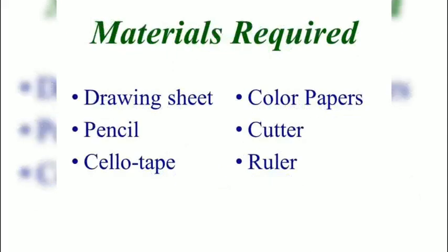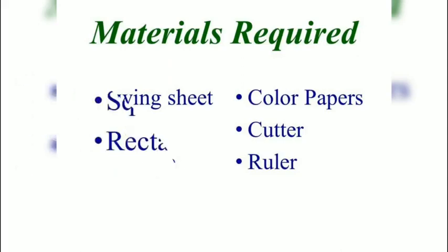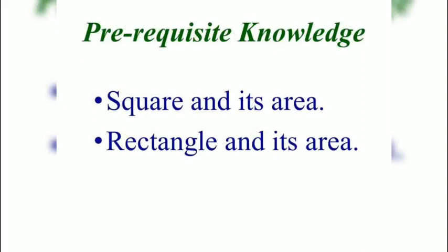Materials required for this activity are drawing sheet, pencil, sellotape, colored papers, cutter and ruler. Prerequisite knowledge: square and its area, rectangle and its area. You have to know about square and rectangle and their area formula for this activity.